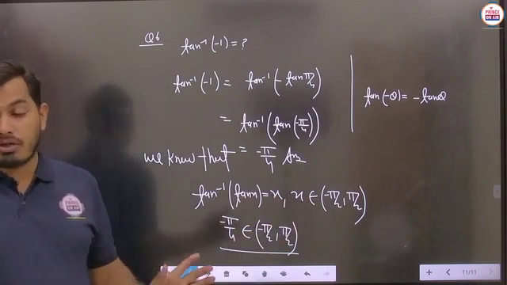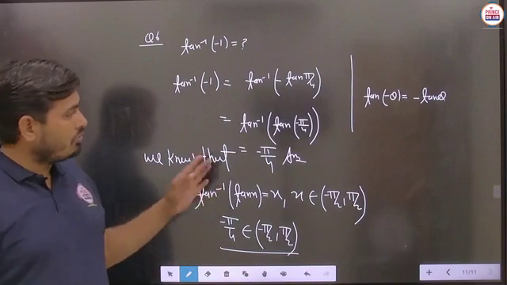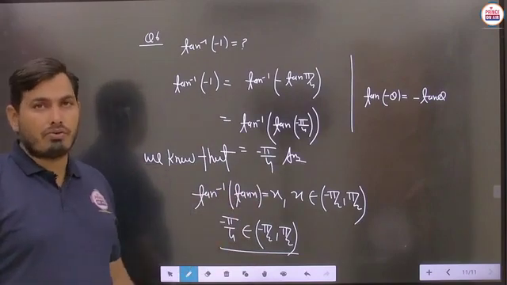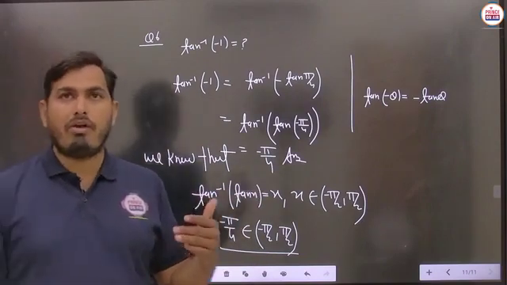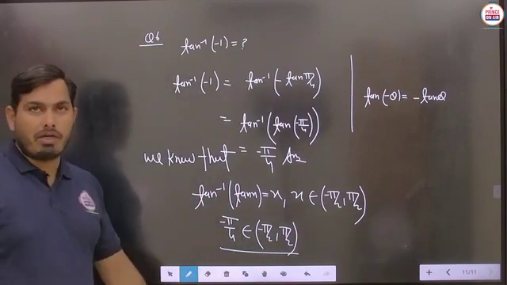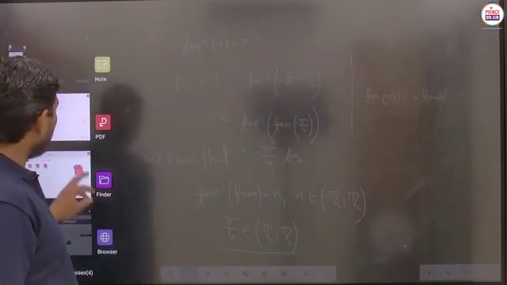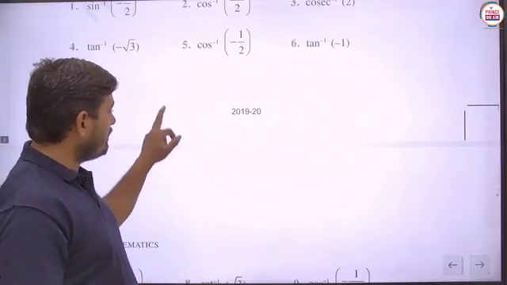And student, this particular property is very important for us, so we will use this property to simplify these types of questions where we have to just evaluate the principal values. Is it clear? So next we will take question number 7, student. Before that, pause the video to note down the answer.